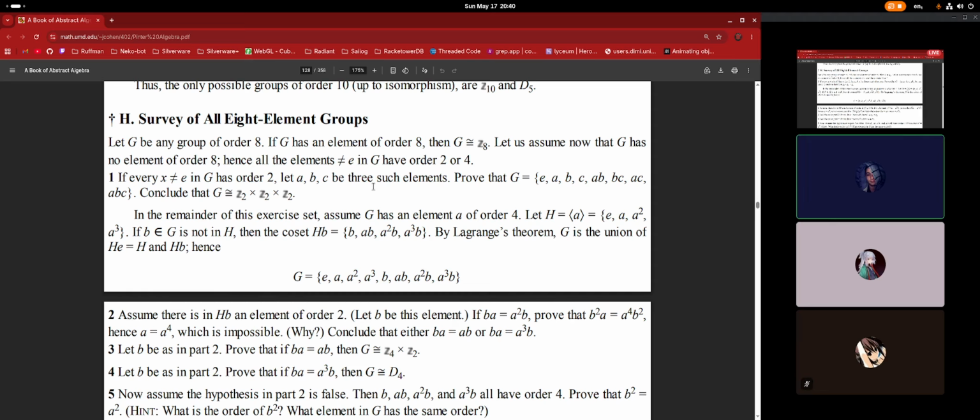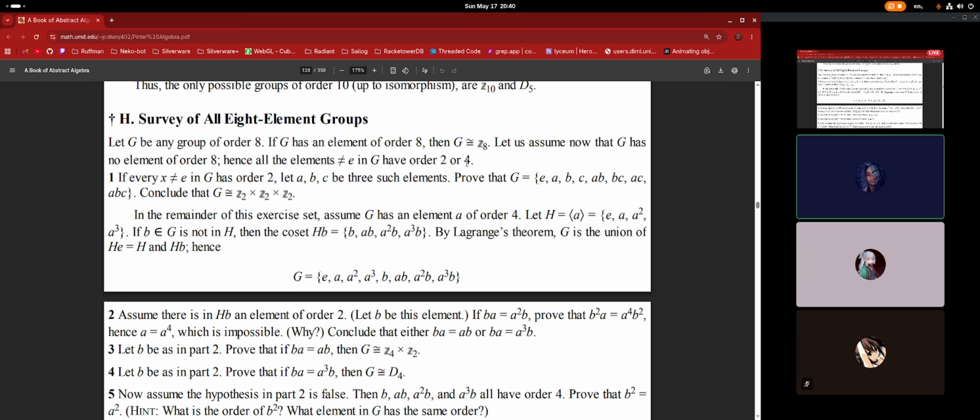Okay, so H. We're talking about order 8. Let us assume now that G has no element of order 8. Hence, all the elements other than E in G have order 2 or 4. And why is that the case? Well, 2 is a prime factor of 8, and 4 is also a factor of 8, and its only prime factor is 2. That's kind of the only option you have. Those are the only two options, I should say.